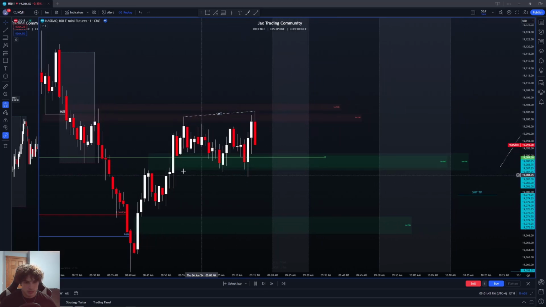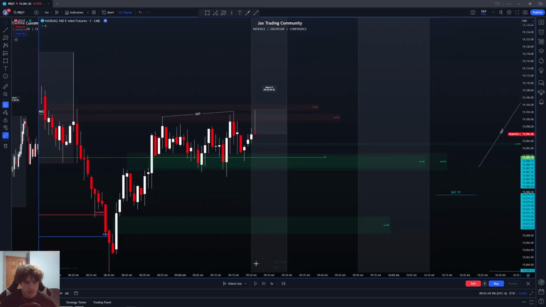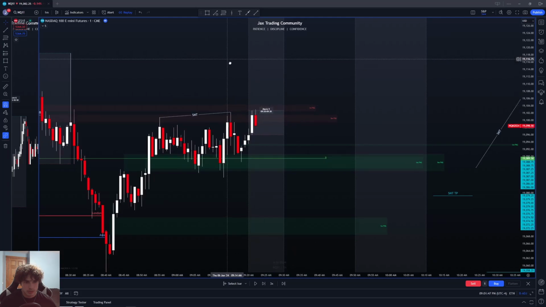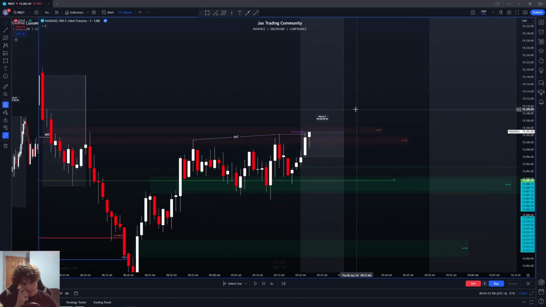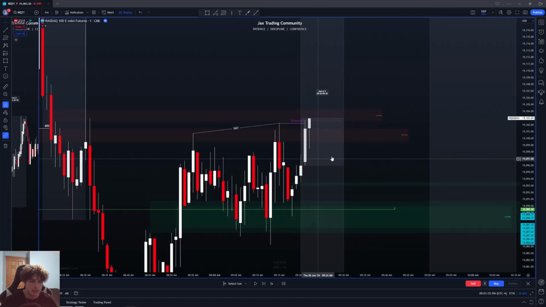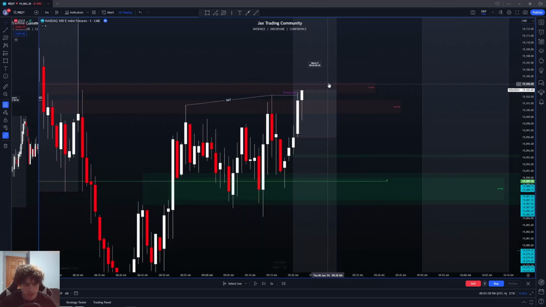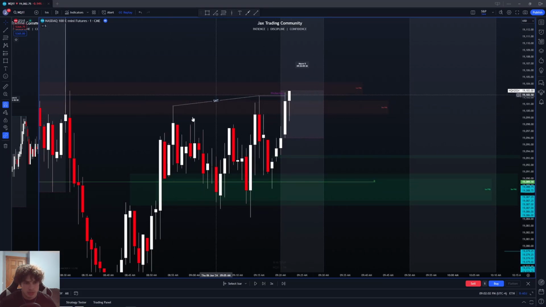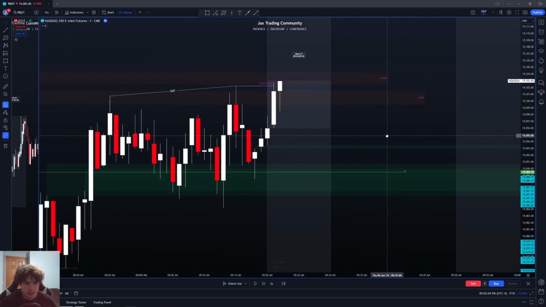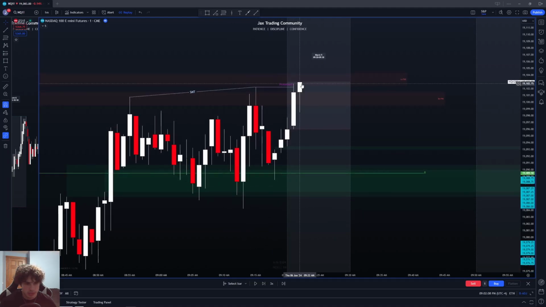We kind of come up here. We're respecting this 1 minute. We create an SMT. And what happens after we create an SMT? We take out the protected high. So why did this happen? This is something, right, that I sort of learned to recognize. And even though we created an SMT, we had displacement down. The reason we did not respect this protected high, and we actually took it out, is a few things.